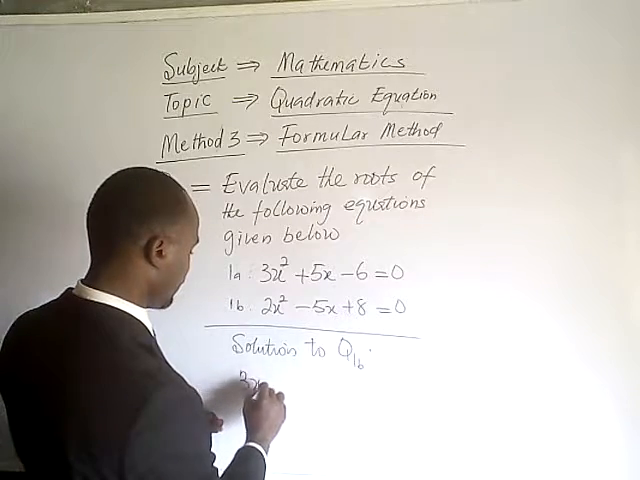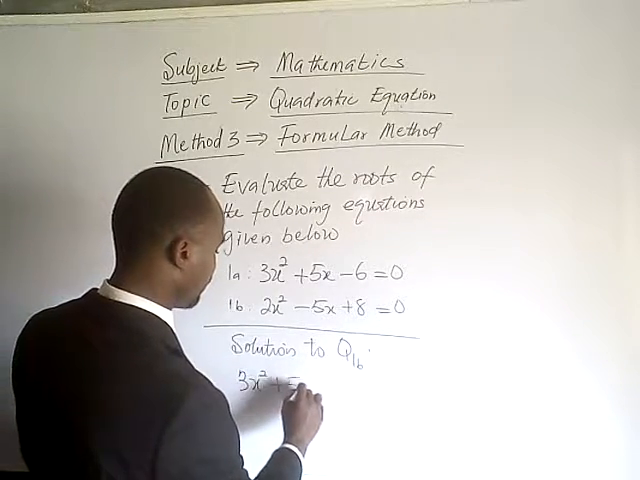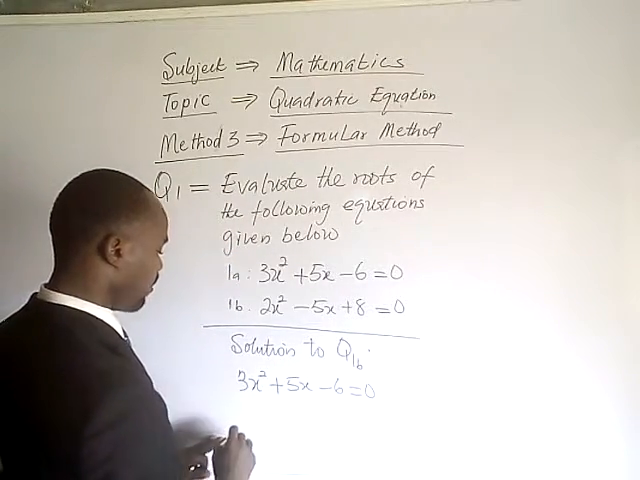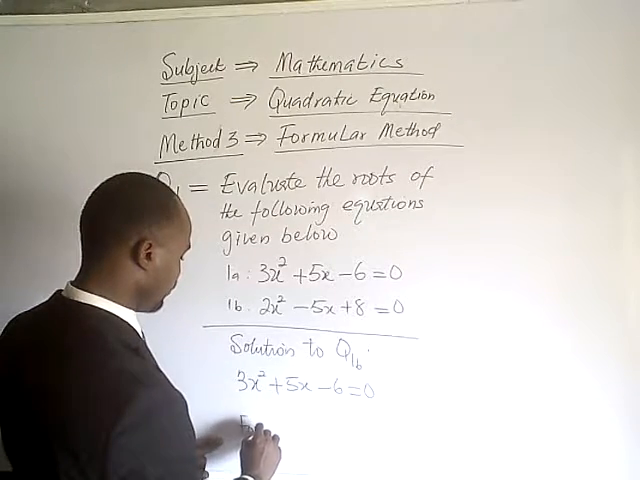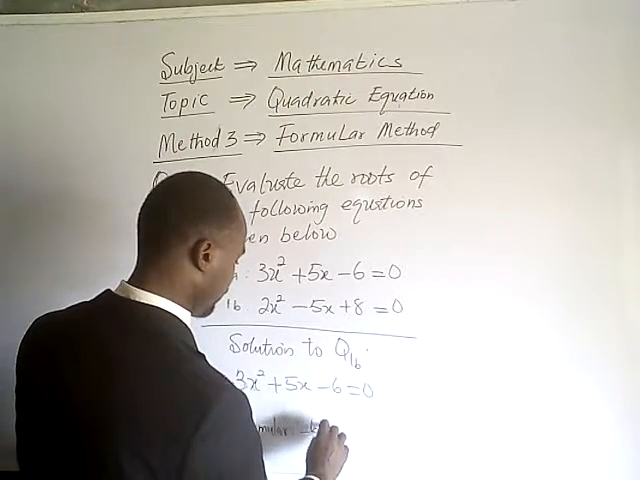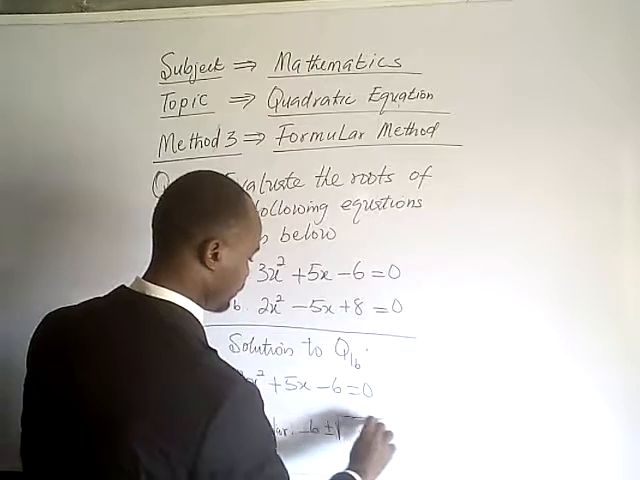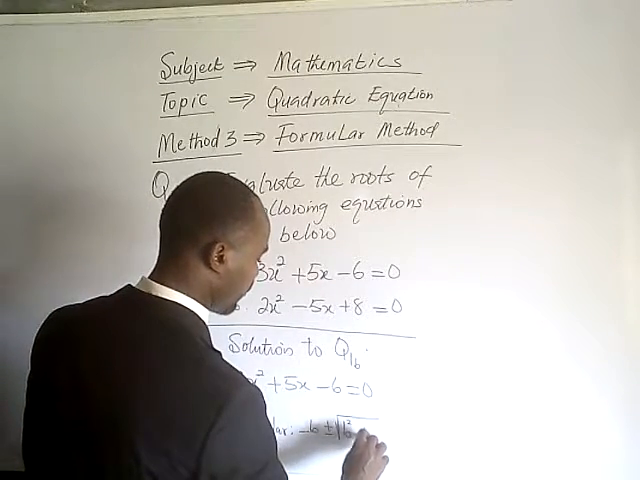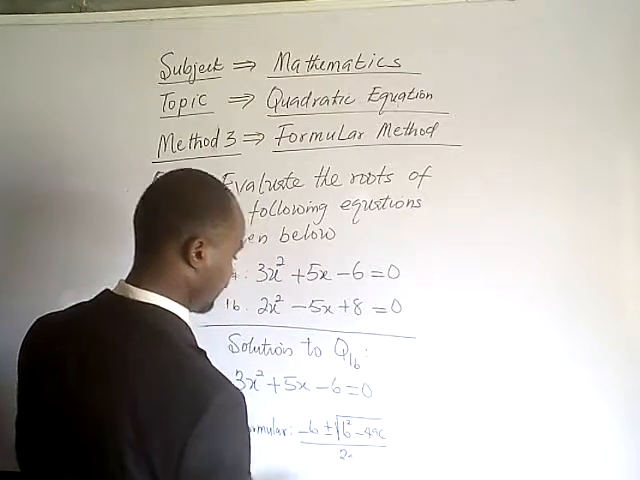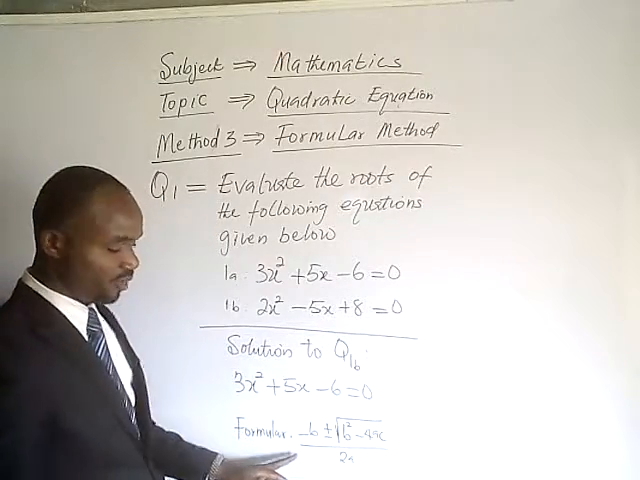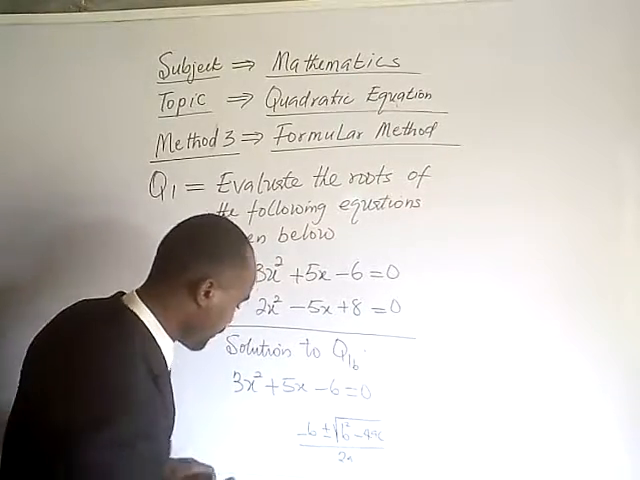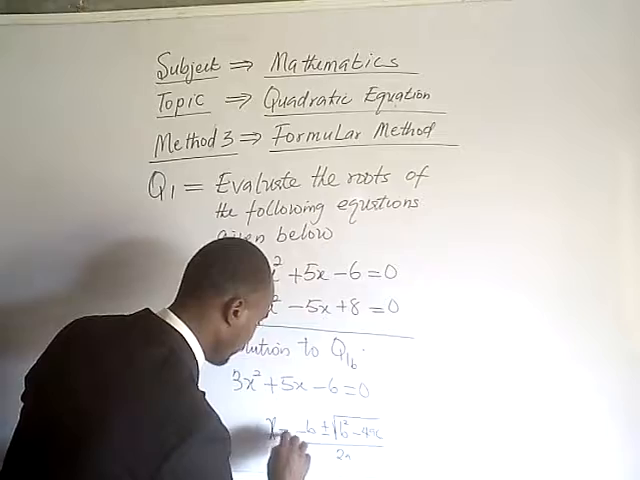The equation is 3x squared plus 5x minus 6 equals 0. The formula we are going to use, which is why it is called the formula method, is minus b plus or minus the root of b squared minus 4ac, all over 2a. Remember, x is the root. So x is equal to this.